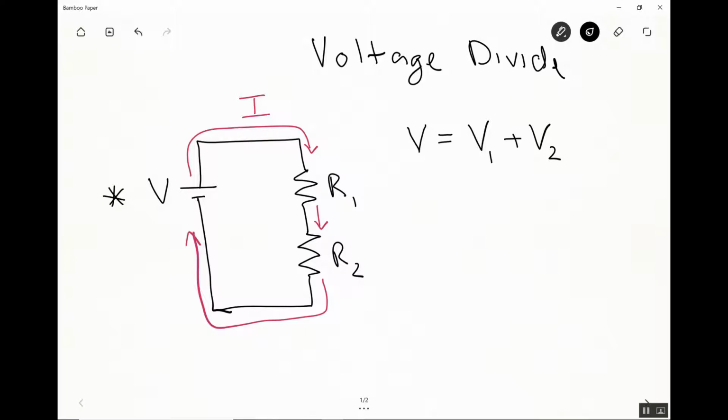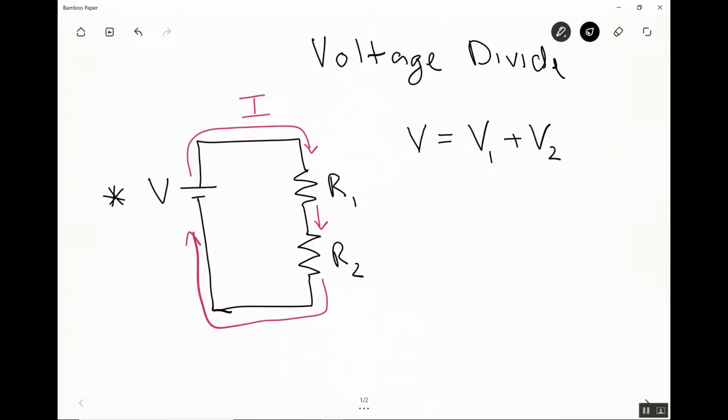That's called Kirchhoff's voltage law. The sum of the voltage drops across any closed loop in a circuit equals the total voltage supplied to that loop in the circuit. The fact that it's called Kirchhoff's voltage law isn't really that important. The principle here is important.